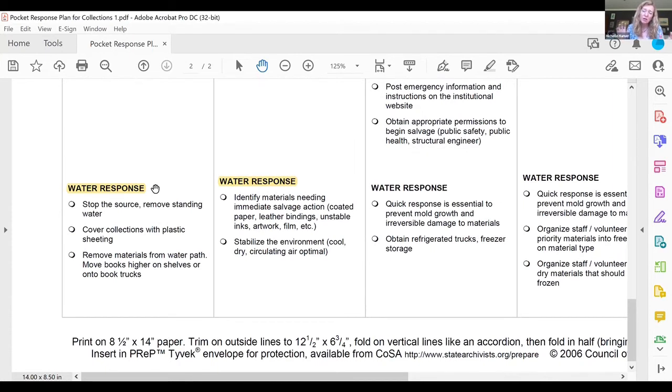So pick 2 or 3 of the most likely emergencies or disasters that could happen to your collection, where you are. Fire is an obvious one. I think for all of the institutions, fire would have come up as your biggest risk, because if it happens and it's not controlled, there's a very high likelihood that you would lose your entire collection. So it's a very, very high priority risk.